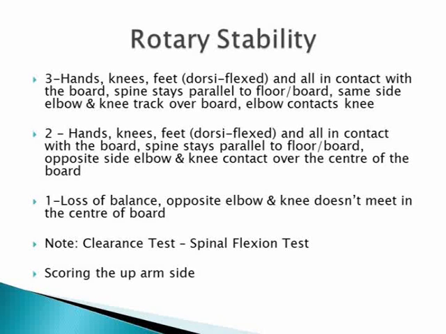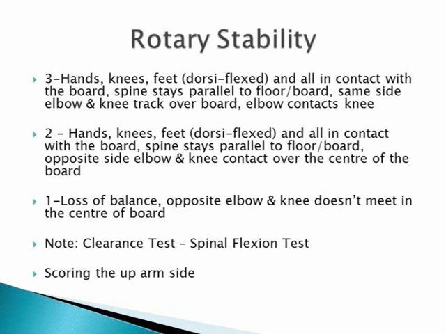Spine stays parallel to the floor or board. Same side knee and elbow track over the board, and the elbow contacts the knee. A 2 then is when the hands, knees and feet, and once again the feet are dorsiflexed, are all in contact with the board. Spine stays parallel to the floor, and the opposite side elbow and knee contact over the center of the board, and it's very important that they contact over the center of the board. A 1 is a loss of balance, or the opposite elbow and knee do not meet in the center of the board.